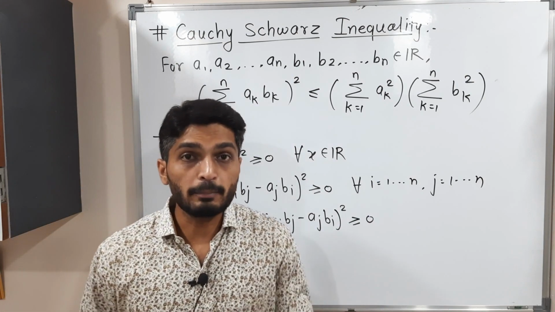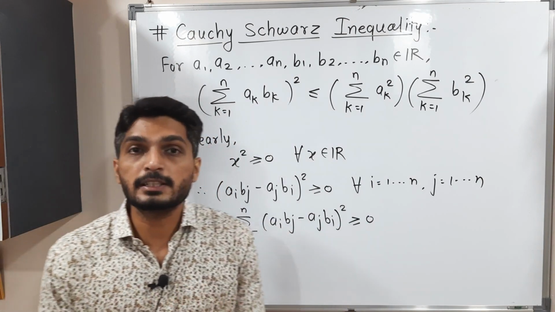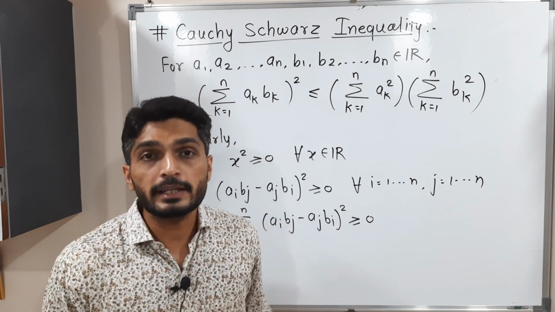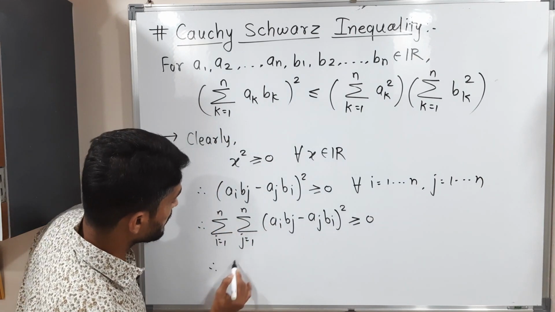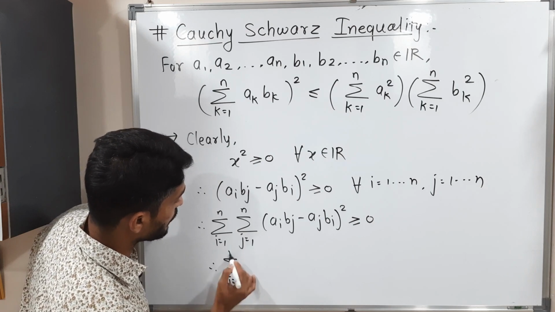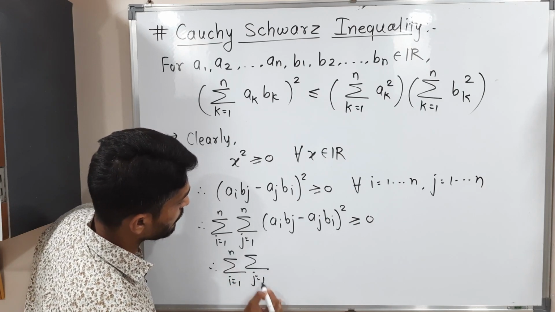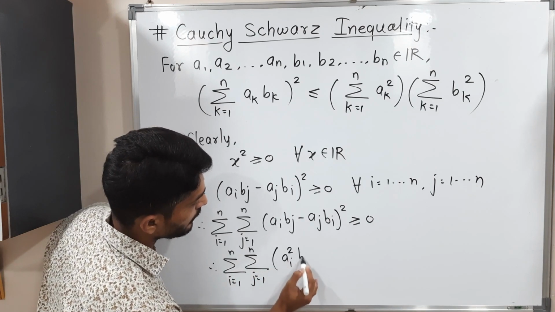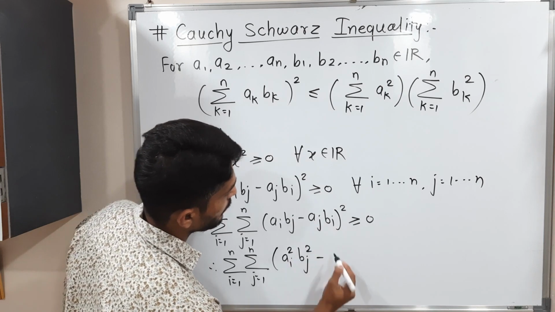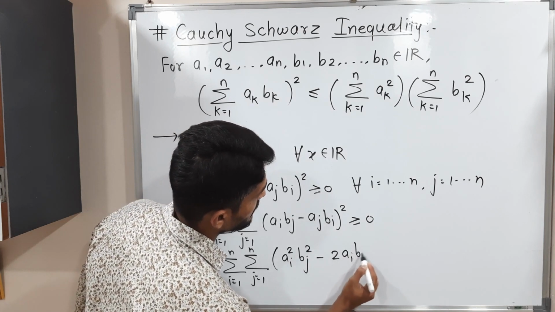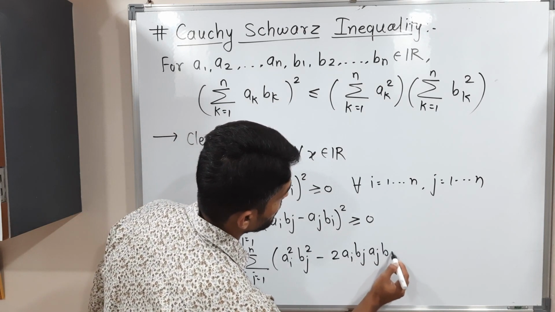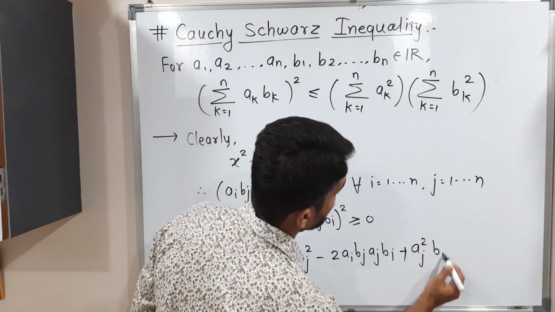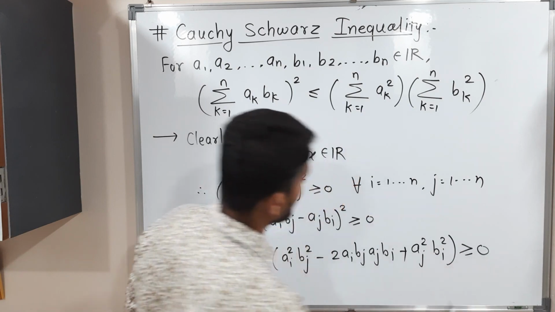After that, I am going to expand this bracket. You know the formula for (a minus b) square: a square minus 2ab plus b square. So let us apply that formula here. Therefore, summation i running from 1 to n, summation j running from 1 to n, expanding this bracket: ai square bj square minus 2 times the product of these two, ai bj aj bi, plus the square of the last term, aj square bi square, greater than or equal to 0.